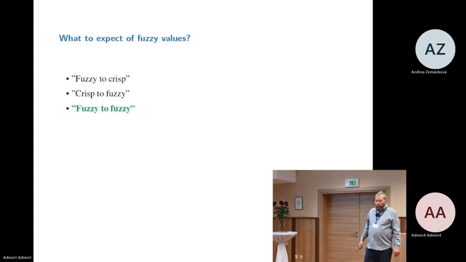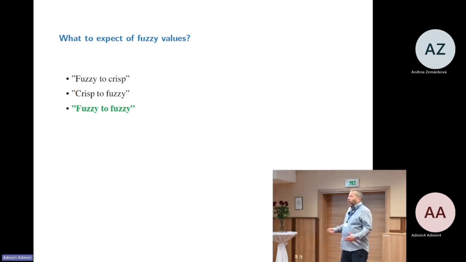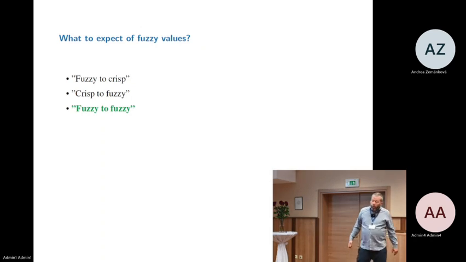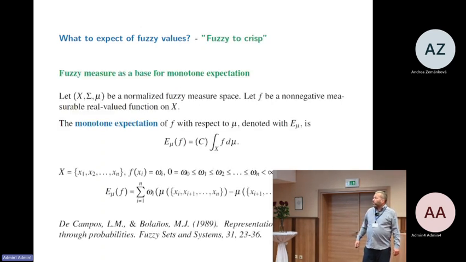And finally, fuzzy to fuzzy, which is the most interesting, using fuzzy tools on fuzzy data. So we see the next level of double fuzziness, how it turns out. So this is maybe just a short overview of how it's done.